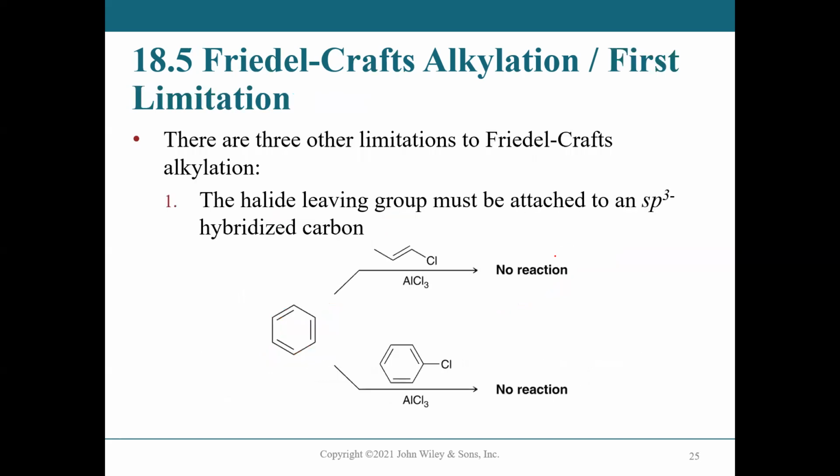All right. So there are 3 other limitations to Friedel-Crafts alkylation. The halide leaving group must be attached to an sp3 hybridized carbon. So what kind of hybridized carbon is this? This is an sp2. Again, this is an sp2. And if you had this, let's just say this is an sp, there's going to be no reaction. So it has to be an sp3 hybridized carbon. You only know that from experimentally doing this too. If you don't experimentally prove it, then you can't say whether it happens or not.